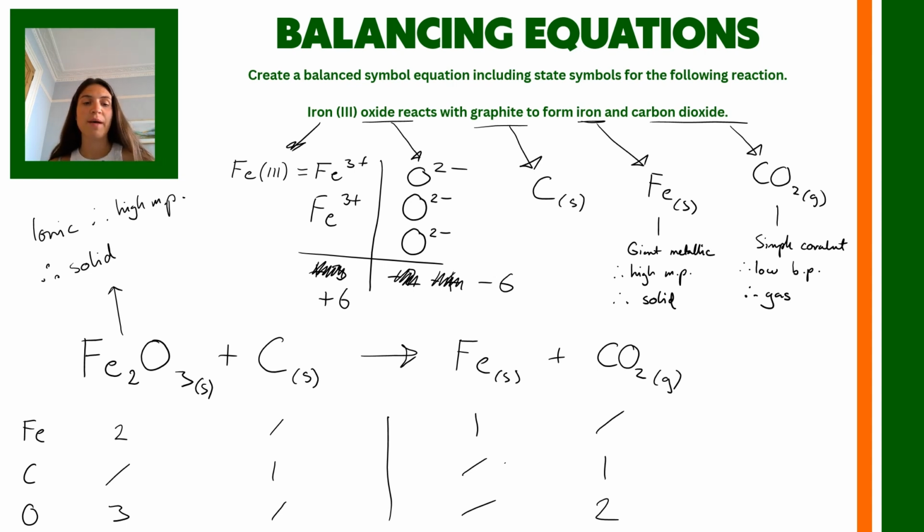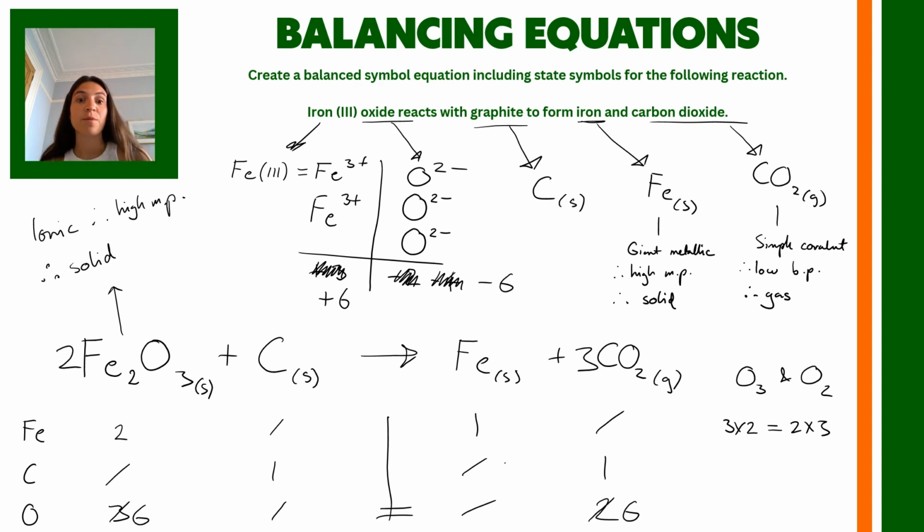The first thing I'm going to try and balance are those oxygens. So remember this idea that 3 times 2 is the same as 2 times 3. So what I'm going to do is I'm going to put a 2 in front of that iron oxide, and I'm going to put a 3 in front of that carbon dioxide. Because by doing that, on my left-hand side now, 2 times those 3 oxygen of iron oxide gives me 6 oxygen on my left-hand side. And on my right, 3 times those 2 oxygens from the carbon dioxide gives me 6 oxygen on the right-hand side as well.